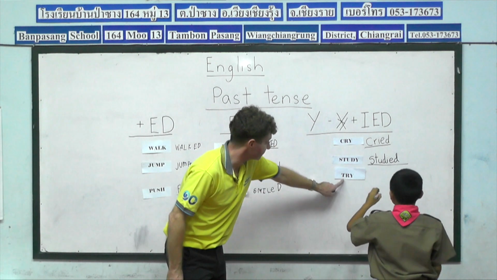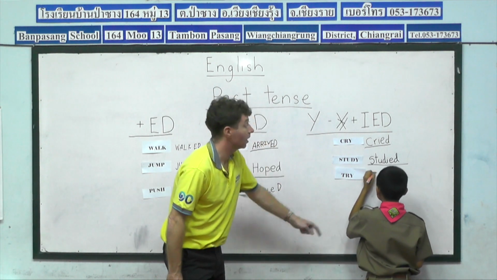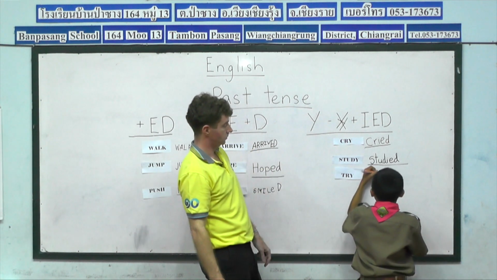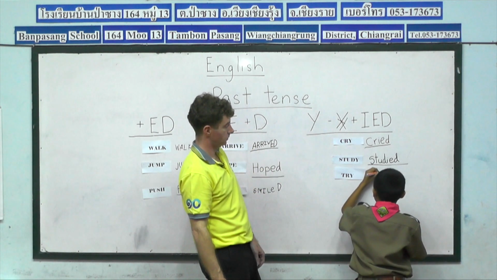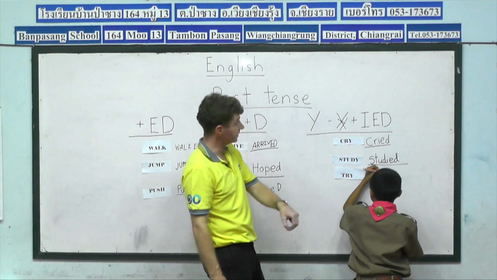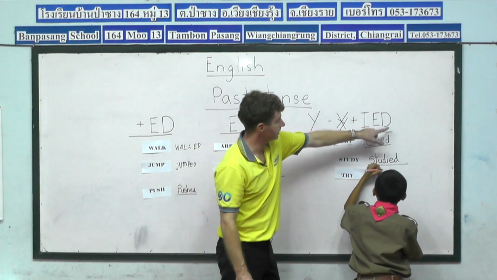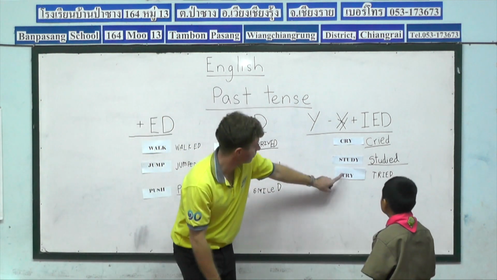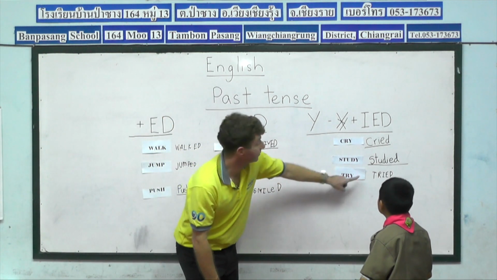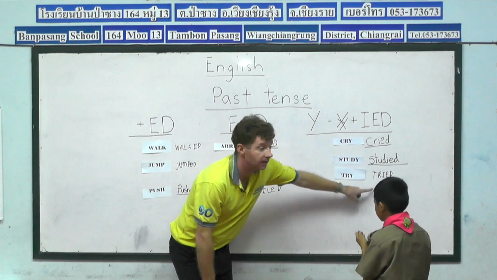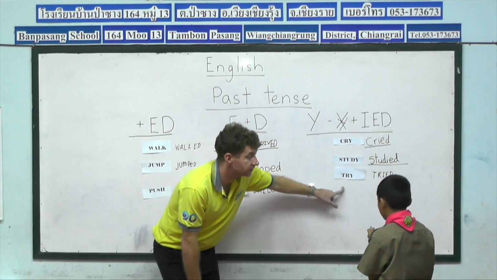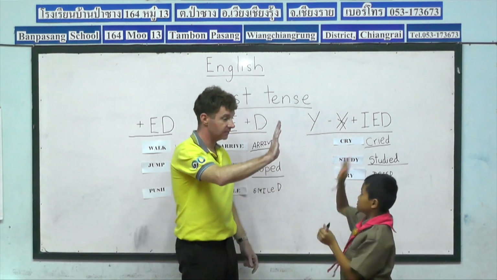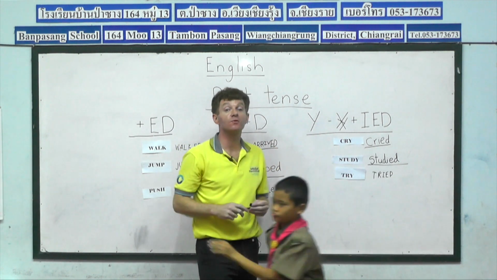So first of all, T, R, and then we delete Y, I-E-D. Excellent, Chu. So you see we've gone from try to tried. Can you say try? Tried. Yes, excellent. High five and a big round of applause for Chu.